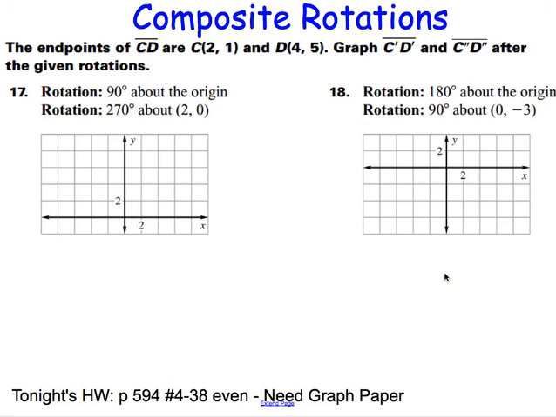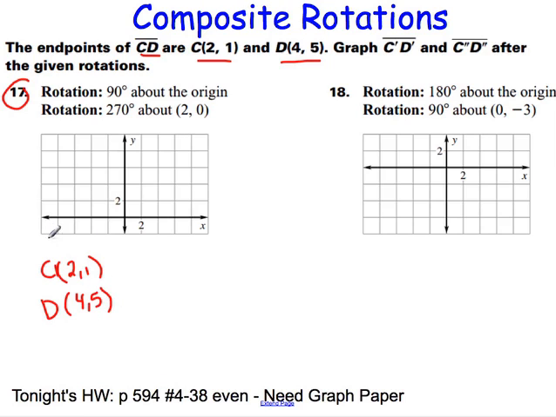Okay, here's the tough stuff. This is what separates the men from the boys. The composite rotations. That means you're rotating more than once. Let's check out number 17. It gives us C and D. So let's start off with these guys. We have C, which is 2, 1. We have D, which starts off at 4, 5.